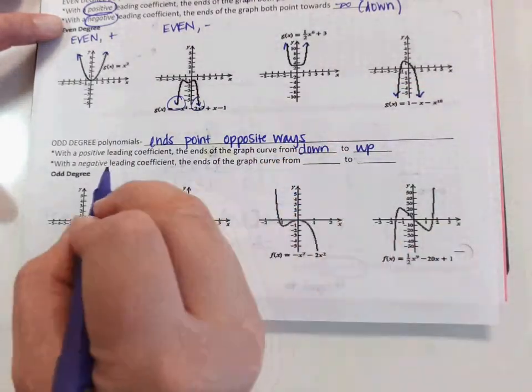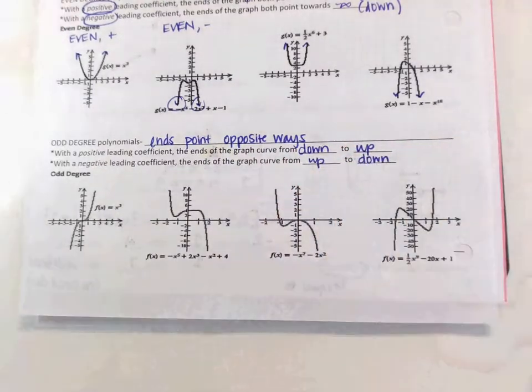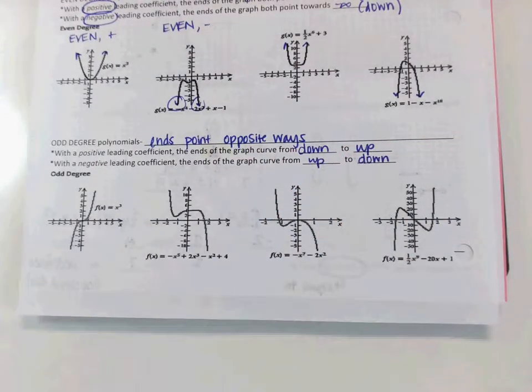And then for a negative coefficient, it goes from up to down. So, real quick, I want you to do that part of your homework for me. You're just circling. Turn over your homework to the back side.